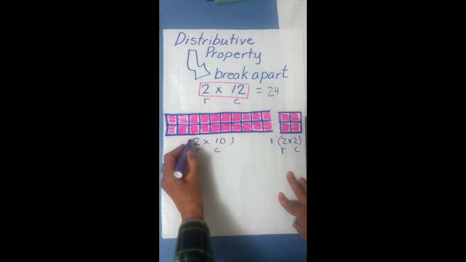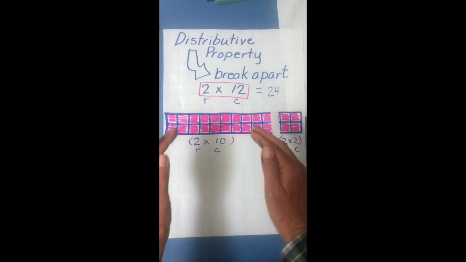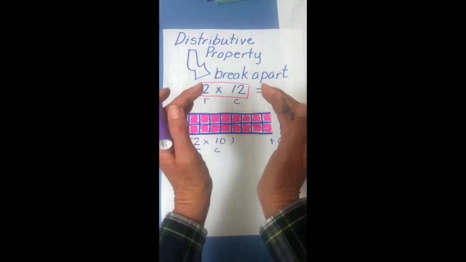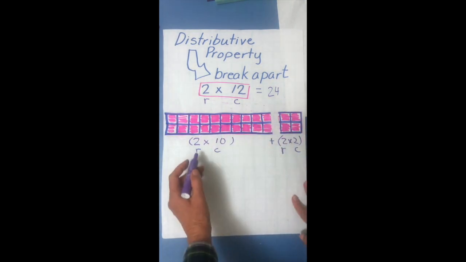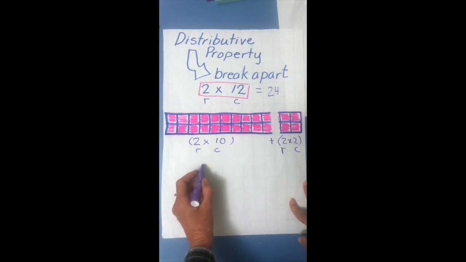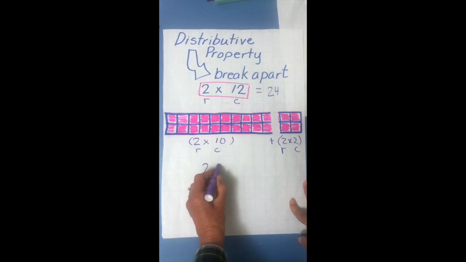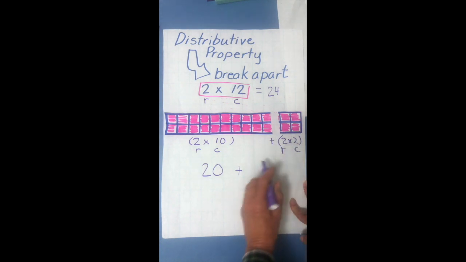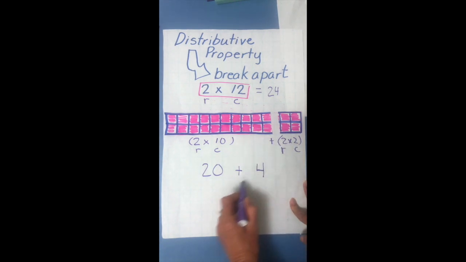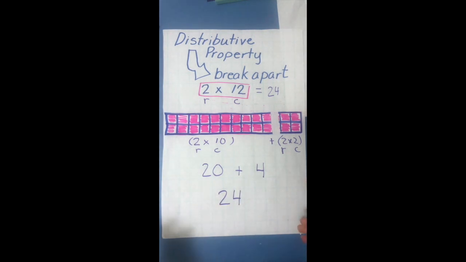So I broke these apart, and we put parentheses around things as a grouping symbol. So I'm saying this is one group, this is the other. So I know 2 times 10 is 20, plus what I broke apart, which is 2 times 2, which is 4. And I got 24. So the distributive property says you can just break apart a number and solve it that way. And that might make it easier for you.